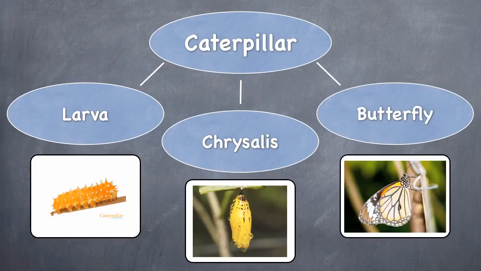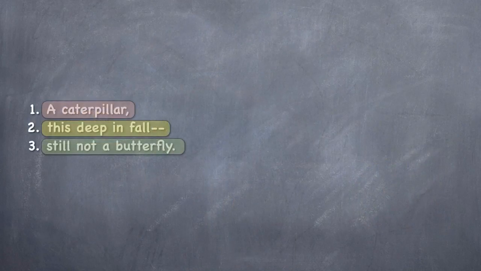Just by doing a search on what a caterpillar is and how it turns into a butterfly, I discovered something new. I discovered that there is something that is not present in the poem, which is a chrysalis. Very interesting. So this is part 1. Next, I'm going to go to part 2, section 2 of this poem. It's just line 2, this deep in fall.